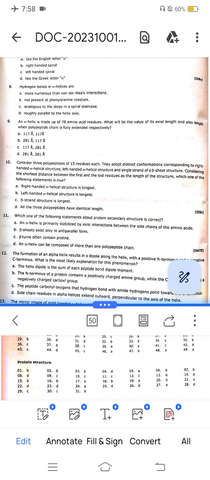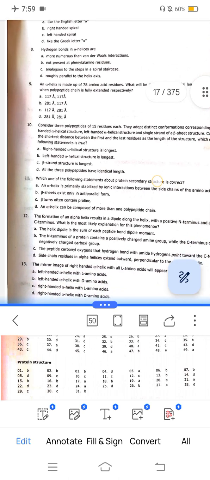Then consider 3 polypeptides of 15 residues each. They adopt distinct conformations corresponding to a right-handed alpha helix structure, a left-handed alpha helical structure, and a single strand of all beta sheet structure. Considering the shortest distance between the first and the last residues as the length of the structure, which one of the following statements is true? Actually, the third one is true. The beta strand structure is longest.